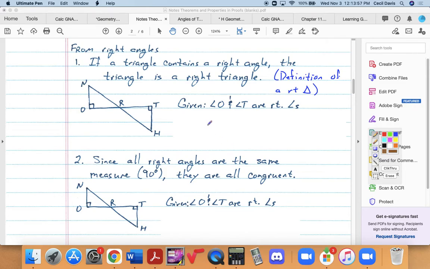So, if O and T are right angles, the statement that we can make is that triangle NOR and triangle HTR are right triangles. And our reason for that is the definition of a right triangle.